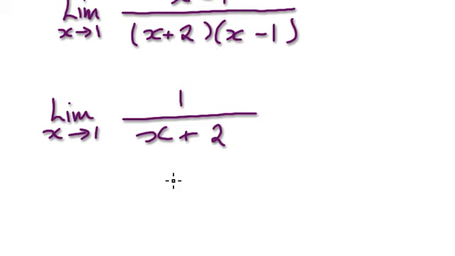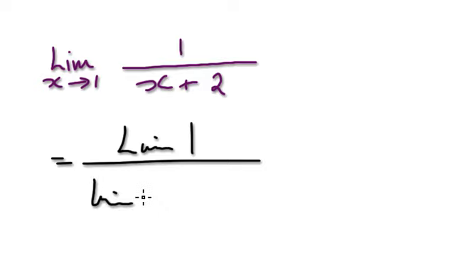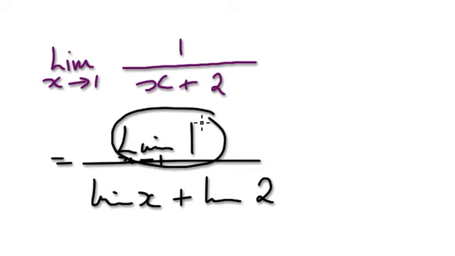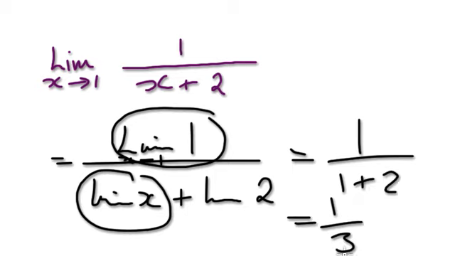Once you're in this form, you can say this equals the limit of 1 over the limit of x, plus the limit of 2, as x approaches 1. This thing here will be 1, and as x approaches 1, this thing here would be 1. So it'd be 1 plus 2, and the whole thing would be 1 over 3.